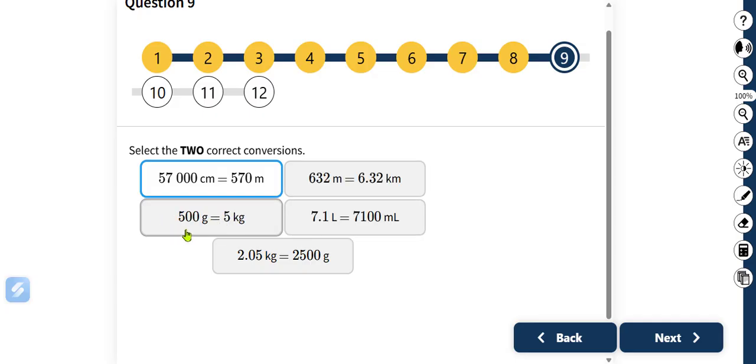This is wrong. To change gram into kg, you again divide by 1000. So this will be 0.5 kg. This is wrong. Now to change liter into milliliter, you multiply the number by 1000. So 7.1 times 1000 is 7100. So this is right. Now finally, if you change kg to gram, you multiply by 1000. If you multiply this by 1000, it should be 2050, not 2500 gram. So these two are the correct conversions.